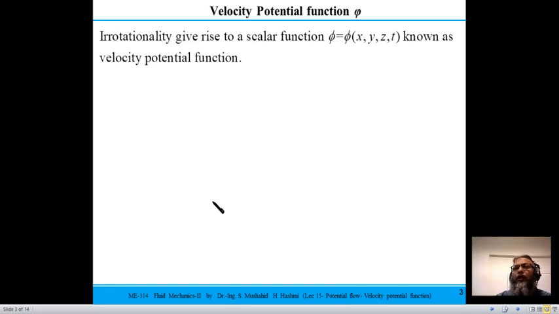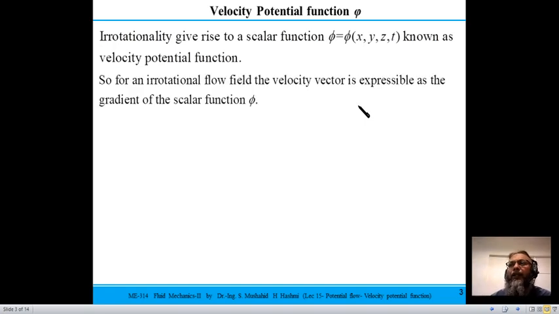There is a condition called irrotationality, and we already know irrotationality means such a flow field has the curl of the velocity equal to zero, or the vorticity vector is zero. This condition of irrotationality in a flow field gives rise to a scalar function. We have given it the name velocity potential function, and if you take the gradient of that scalar function, you will be able to get the velocity field.